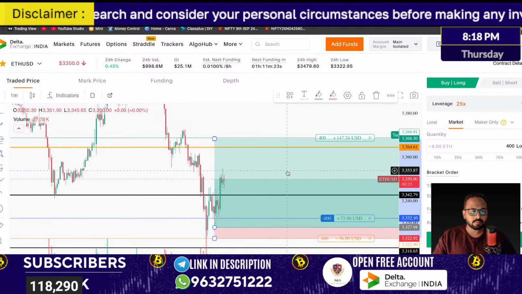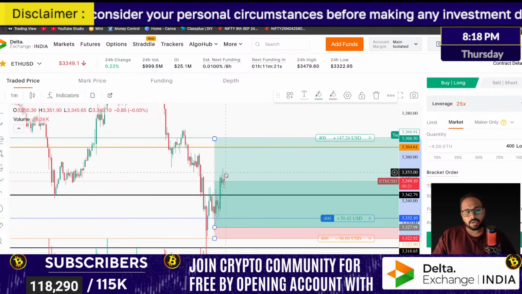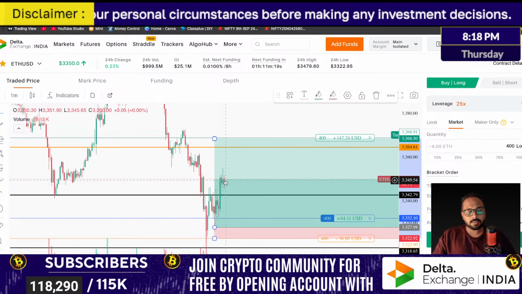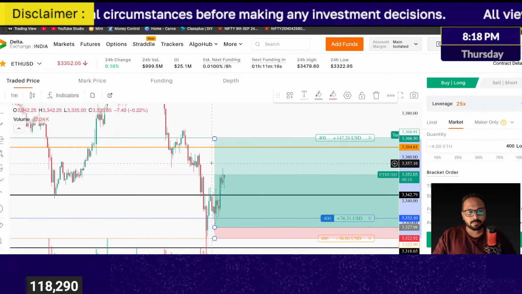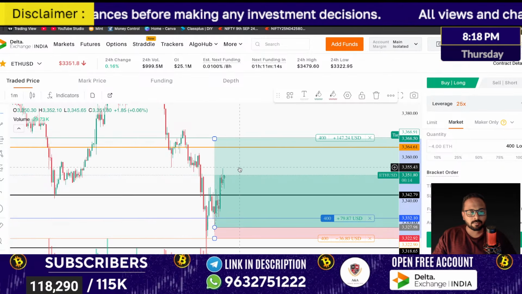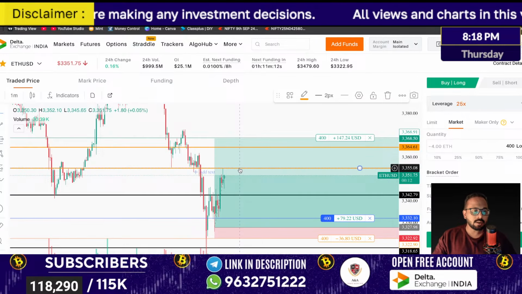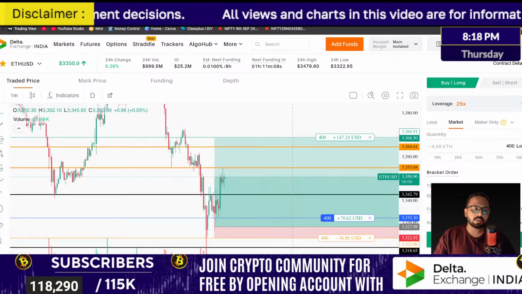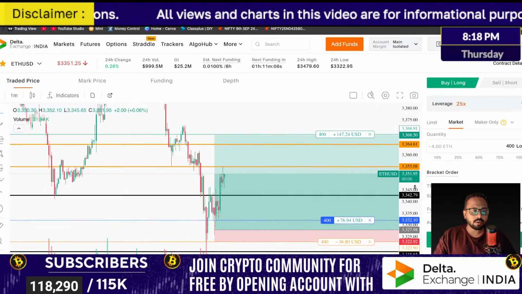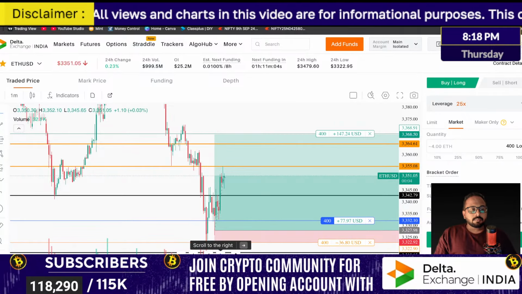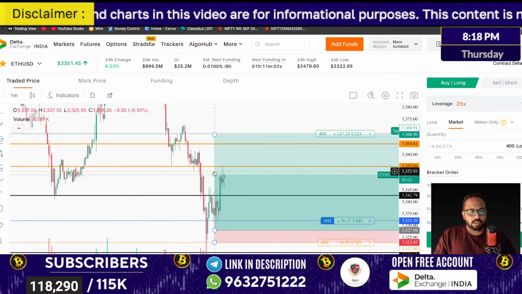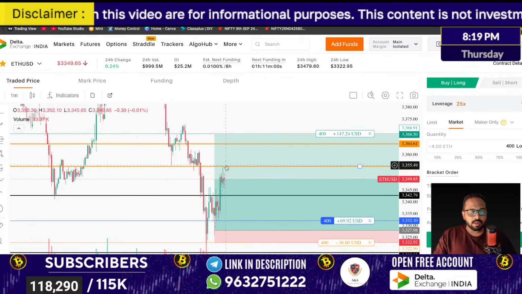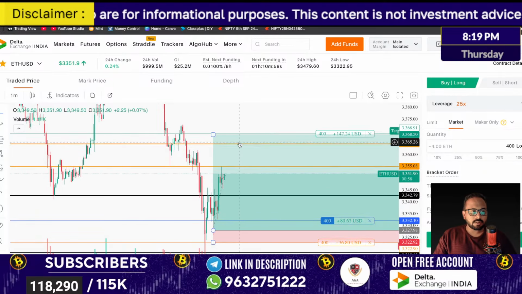Traders, here I'm seeing some kind of selling pressure. Hopefully, if the market breaks this zone, better. But if it doesn't break, one correction can come. That's what I feel. Hopefully he gives up, the market sustains above this zone and then reaches this zone.